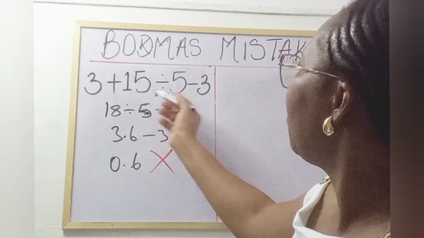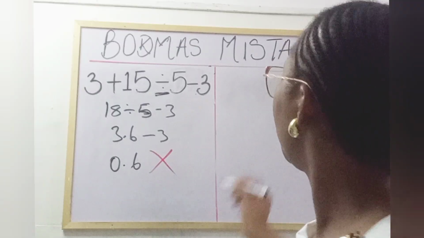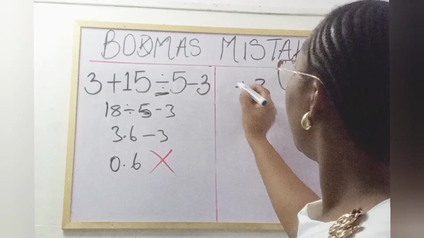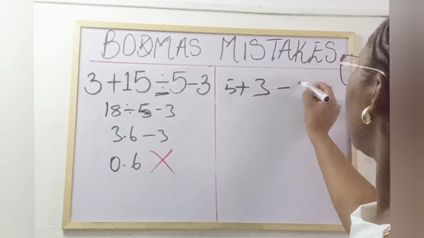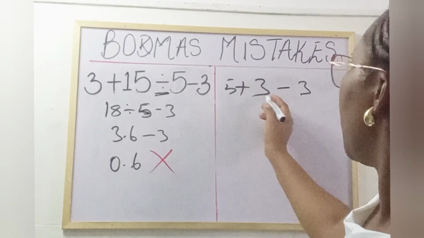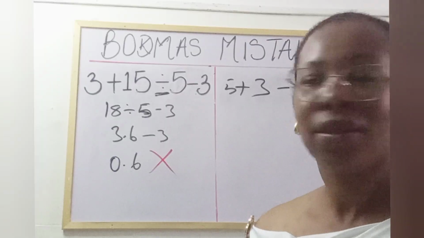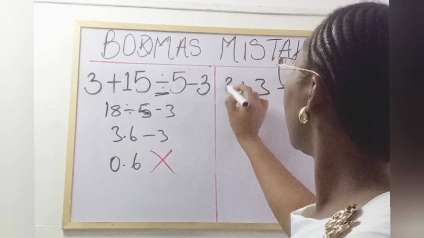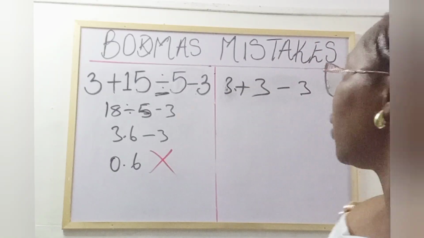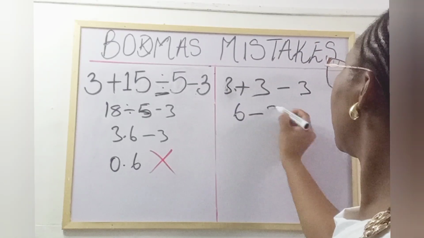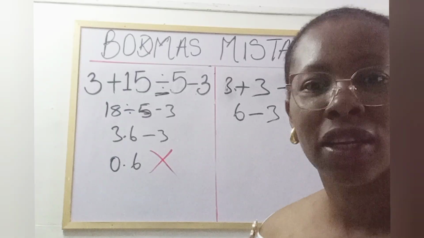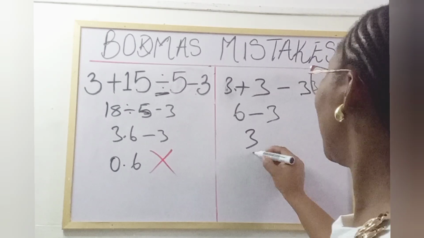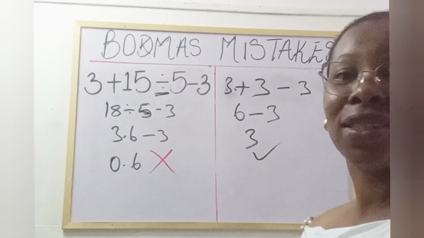So, 15 divided by 5 will give you 3. Plus 3 minus 3. Sorry, 3. 3 plus 3 will give you what? 6 minus 3. 6 minus 3 will give you what? 3. So the correct answer is 3 and not 0.6.